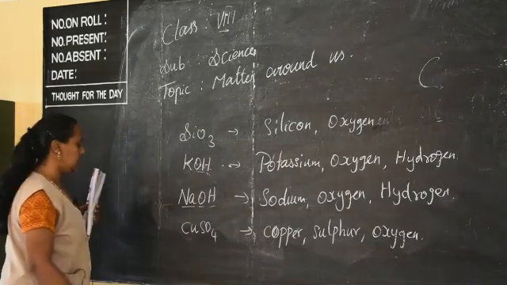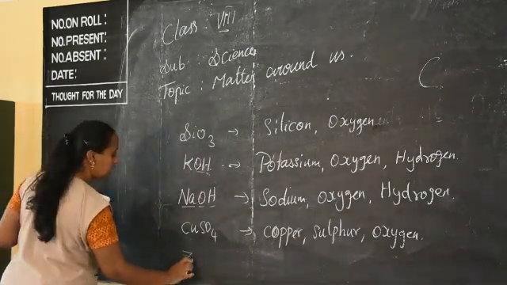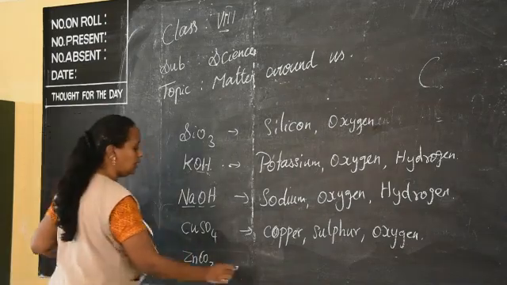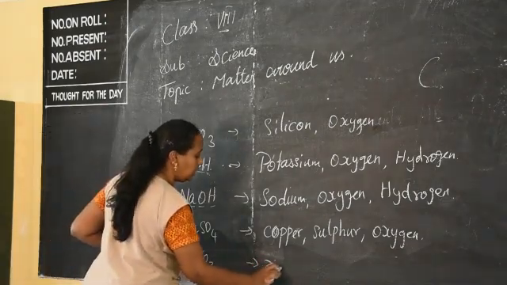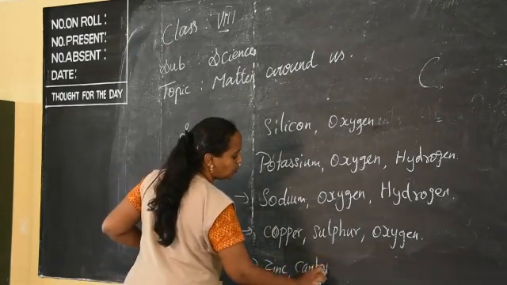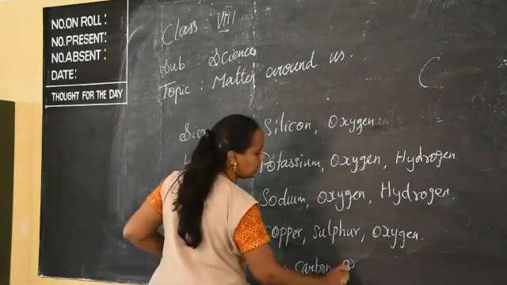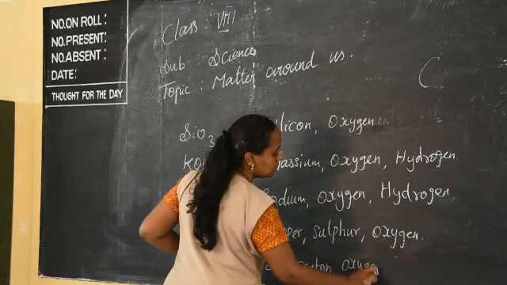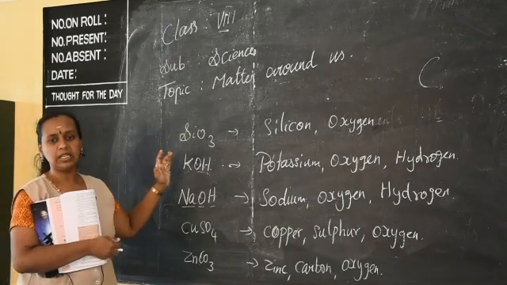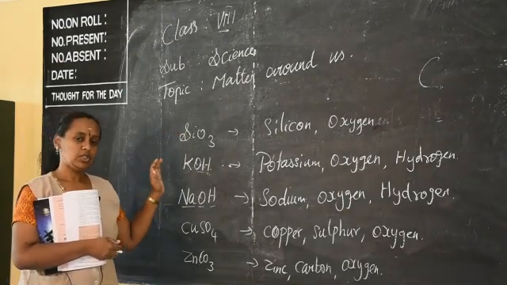The next one is zinc carbonate. ZnCO3 is otherwise called calamine. So Zn is zinc, C is carbon and O3 is oxygen. These are the compounds which are present in the solid state.